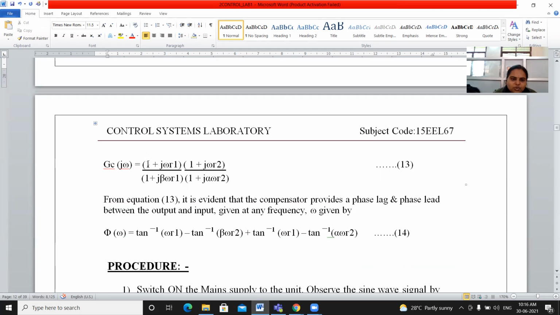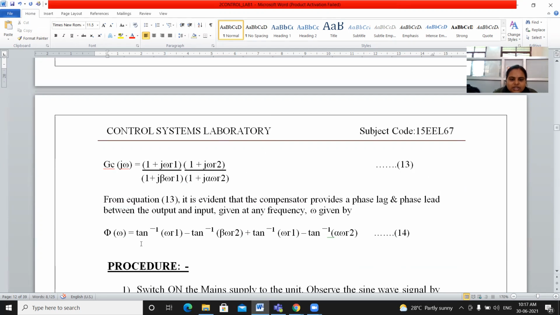is going to be equal to 1 plus j omega gamma 1 divided by 1 plus j beta gamma 1 omega, into 1 plus j omega gamma 2 divided by 1 plus j alpha omega gamma 2. This is the equation you will be getting. From this equation, it is proved that it has both phase lag and phase lead between the output and the input.